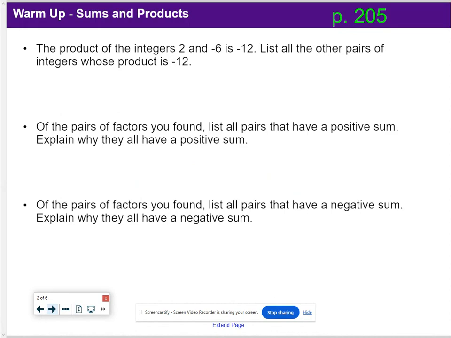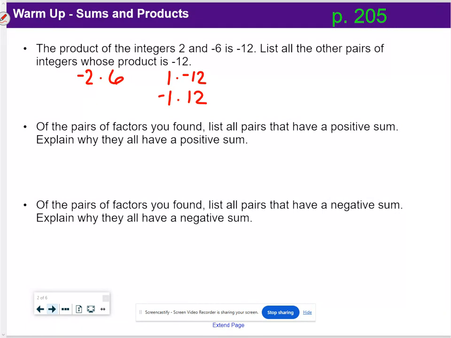First thing says the product of the integers 2 and -6 is -12. They want us to list all of the other pairs of integers. They give me a product, an answer from multiplying, of -12. So I can't use 2 and -6. That one's already up there. Some other ones that I could use, I could have -2 times +6, right? Because I already have the 2 times -6. I could use 1 times -12 or -1 times 12.